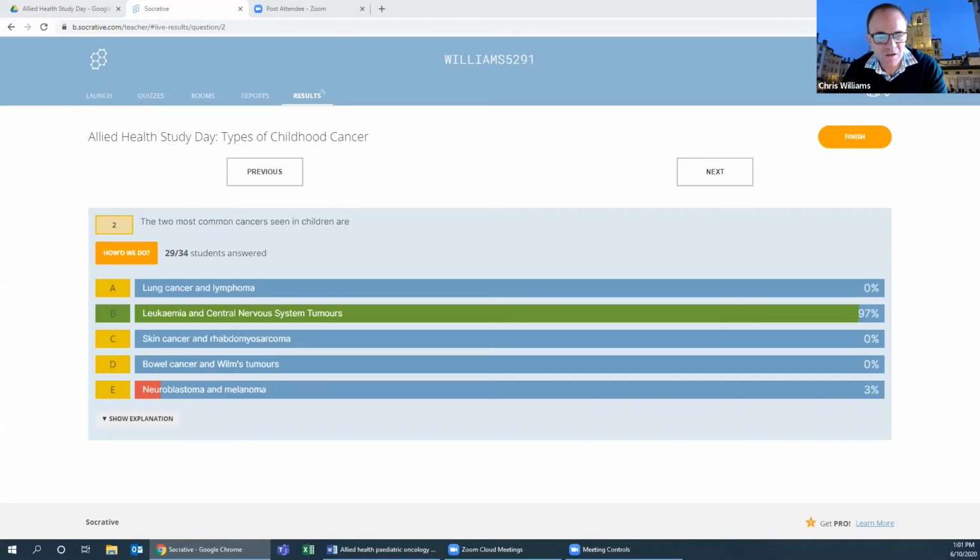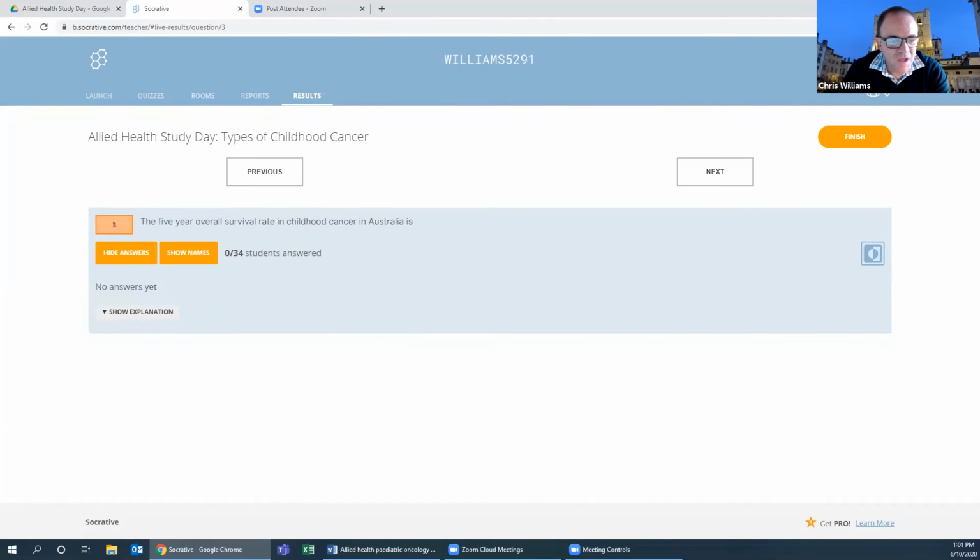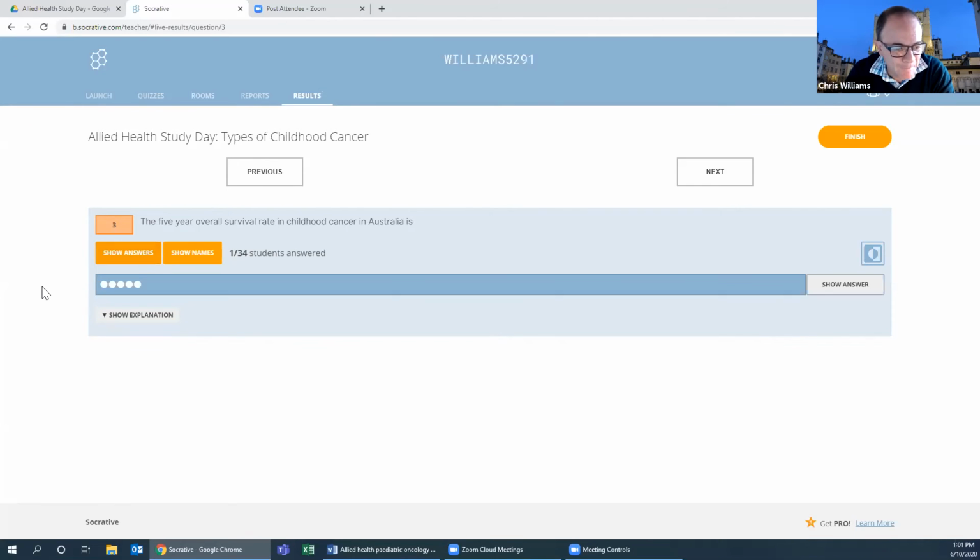Next question. The 5-year overall survival rate for childhood cancer in Australia. If we can hide those answers, Georgia, and we'll see what happens after.